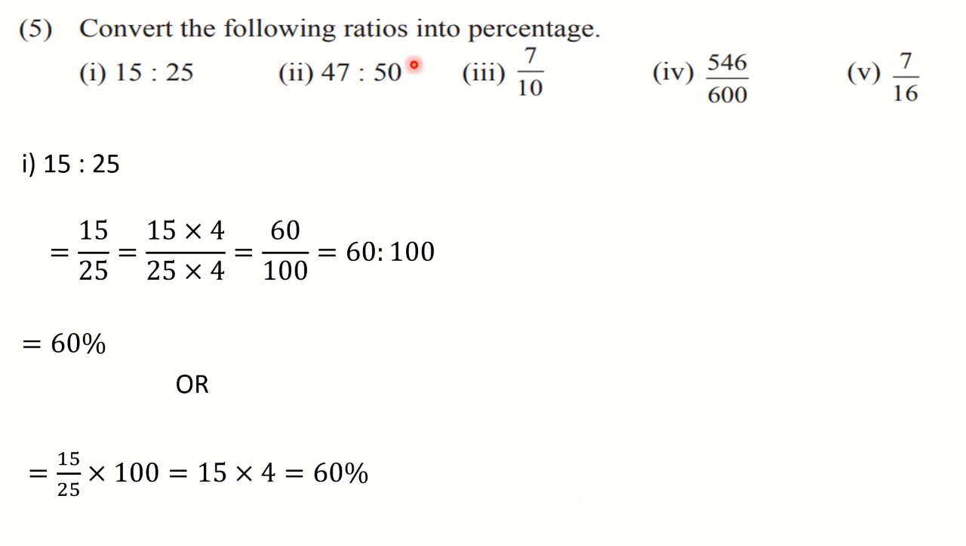Okay, so similarly you can solve the second one. Very easy. 47 is to 50. If you want to convert it to 100, you can multiply by 2. As I have multiplied here by 4, I can multiply by 2 and then I will get the answer.